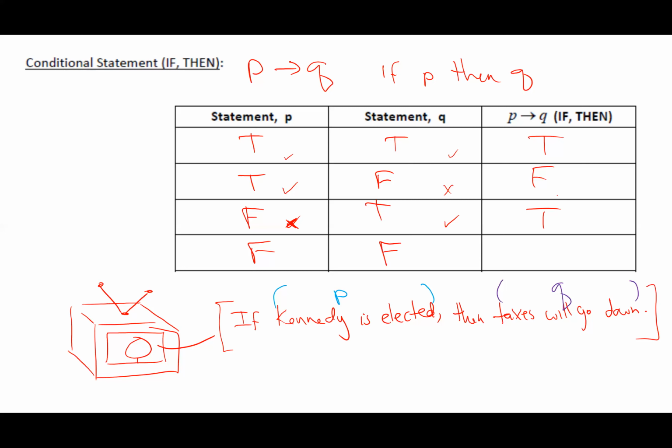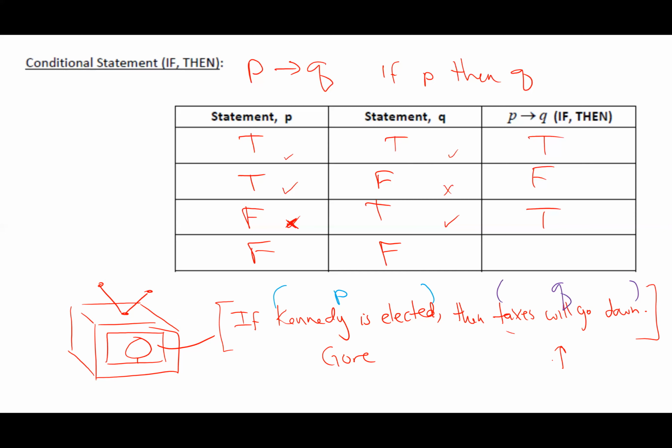Now, here's the little bit of a mind bender. You'd think false, false. This box here should be false. But think about this. Kennedy is not elected. The other person is elected and taxes don't go down. Let's suppose taxes go up. So let's suppose the person who was running against Kennedy was Gore. I don't even know how that would work. But Gore is running against Kennedy. Gore gets elected. Taxes go up.